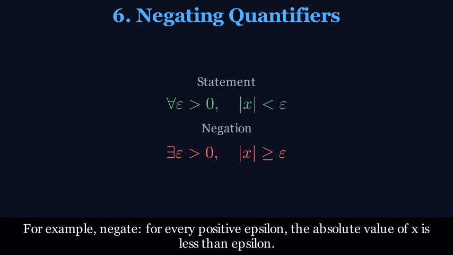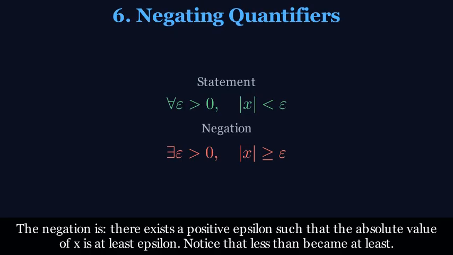For example, negate, for every positive epsilon, the absolute value of x is less than epsilon. The negation is, there exists a positive epsilon such that the absolute value of x is at least epsilon. Notice that less than became at least.